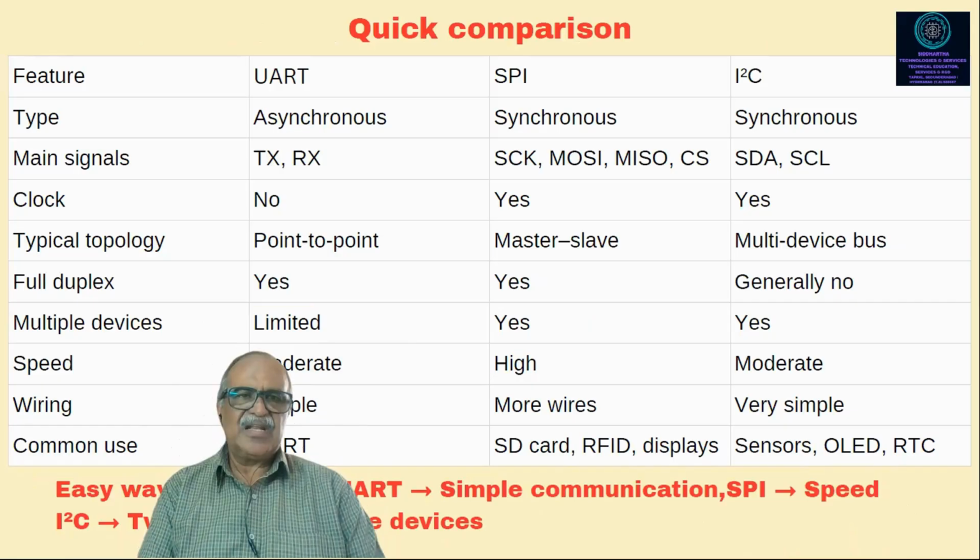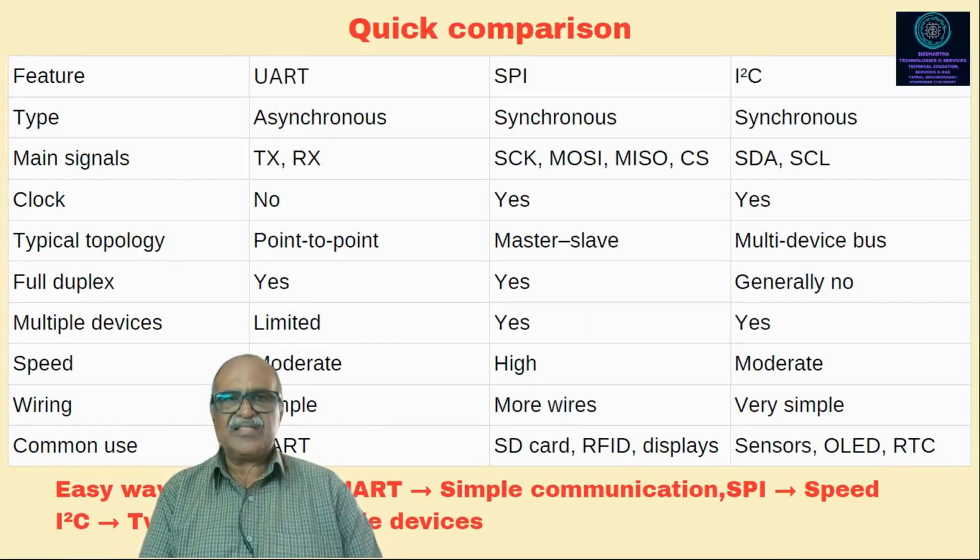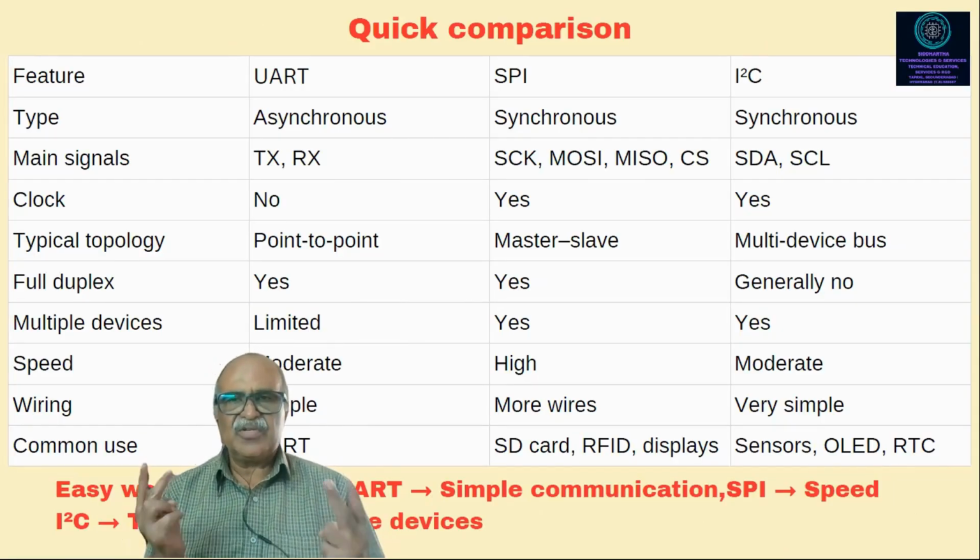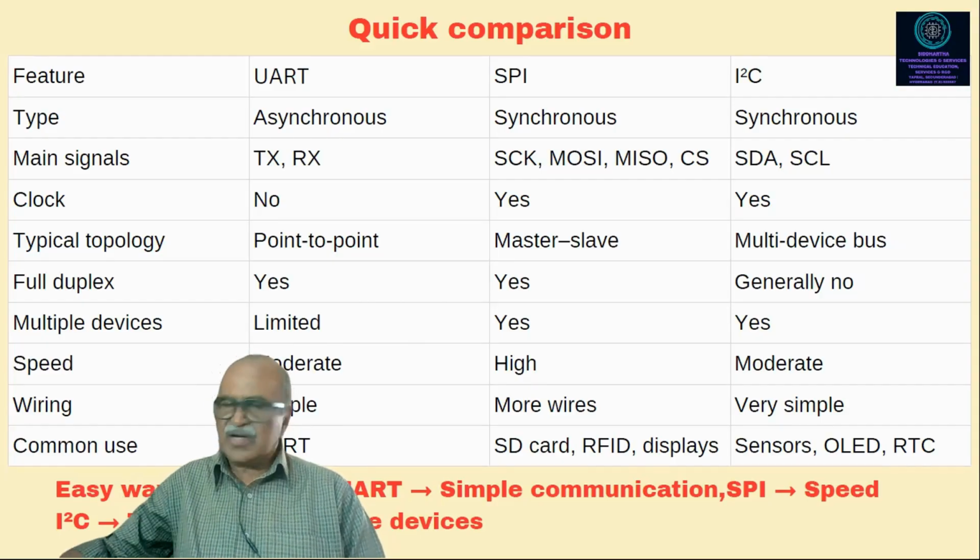The main signals in UART are TX and RX. In SPI, they are MOSI, MISO, CS, and SCK. Whereas I²C has only two, that is SDA and SCL, right? UART and I²C use only two connections, but the fastest is SPI.